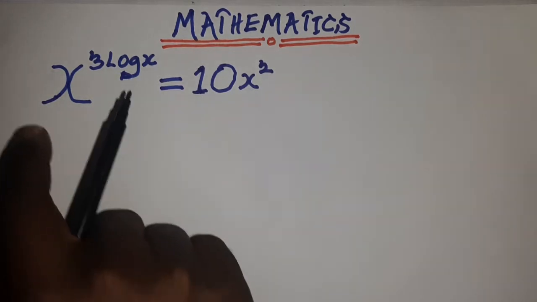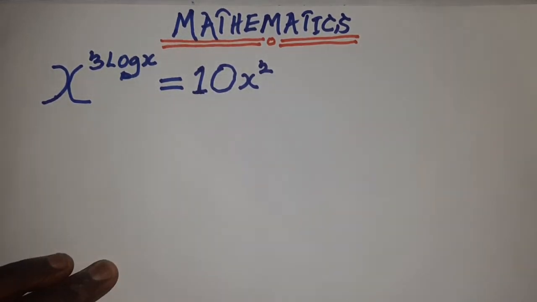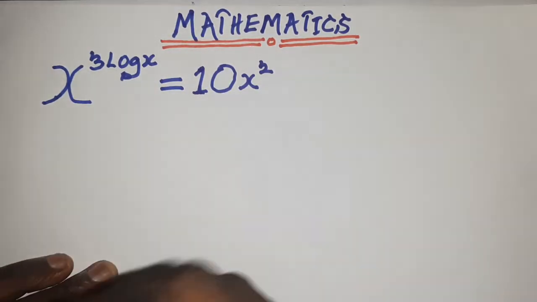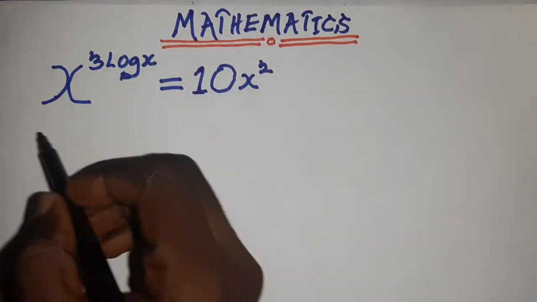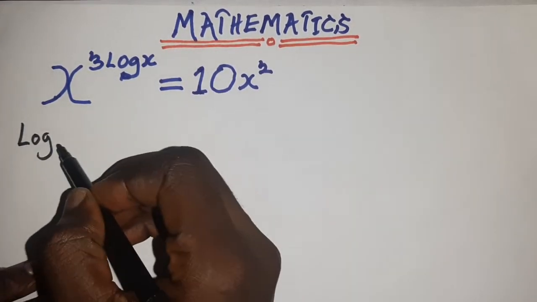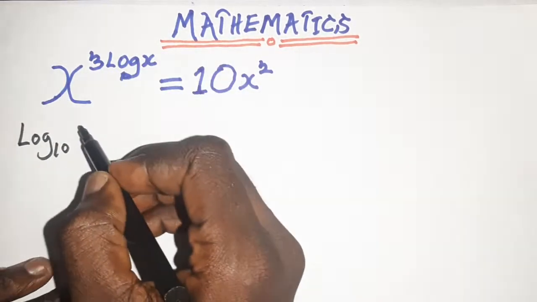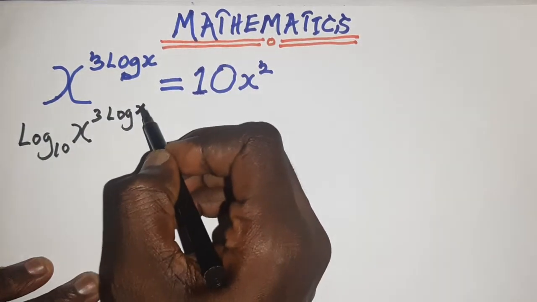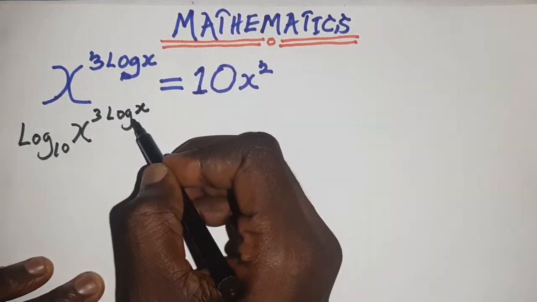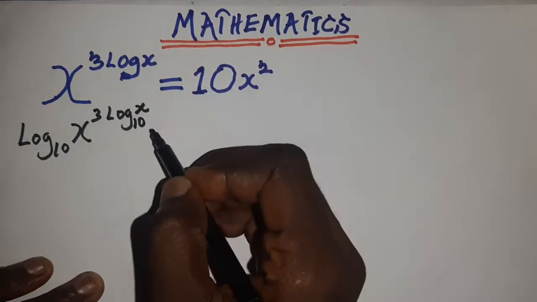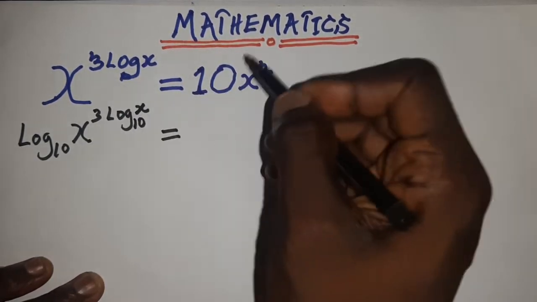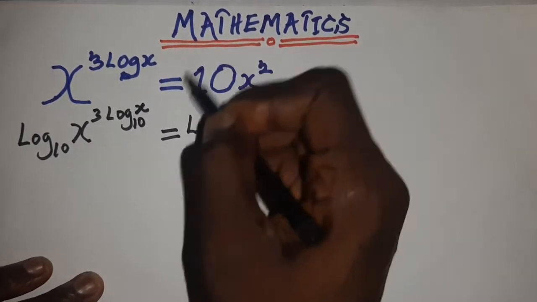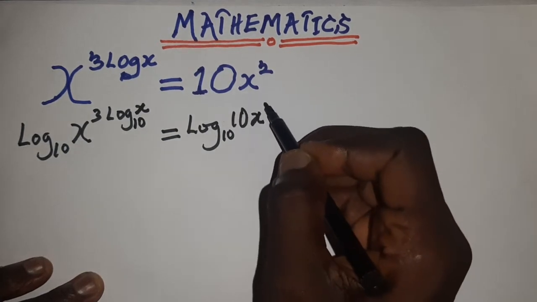So applying log to both sides, and this time around we are going to apply log to the base 10 to both sides. And mind you, the log x here has a base of 10 also. So taking log of both sides, we're going to have log base 10. Then we write out this value, x raised to the power 3 log x. Of course, I told you that there's a base 10 here, so you can actually make the base 10 show to make your work look more perfect. Equals, then you apply the log again to the right hand side, log base 10. Then you fix your 10x squared.